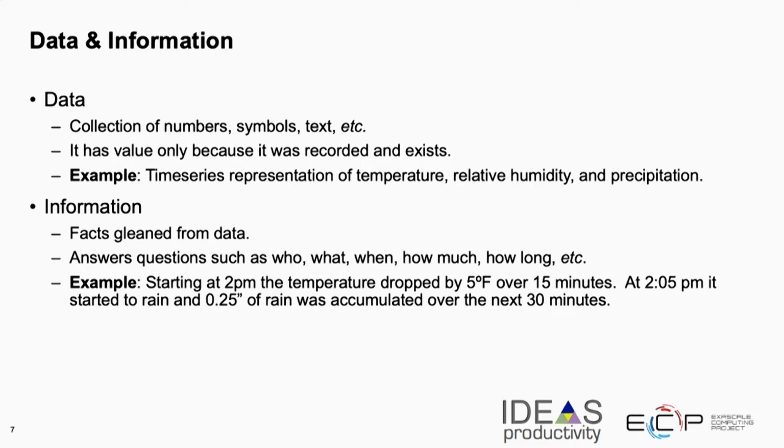We probably arrive at those facts because we're trying to answer certain questions like how, what, when, how much, how long. And so if I take an example, if I take time series data, representation of temperature, relative humidity, and precipitation, if I pore over that data long enough, I might arrive at these certain facts, this information, which is that starting at 2 p.m., the temperature dropped by 5 degrees Fahrenheit over 15 minutes.